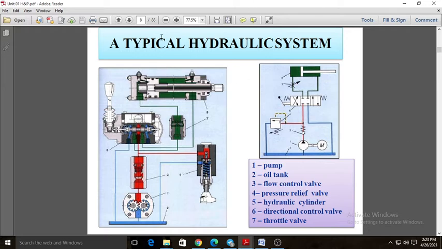Here again this is a typical hydraulic system. Now you will find it very difficult, but as the syllabus proceeds, I will teach you each and everything in a simple way. Here you can see this is the pump. Here is the symbol of the pump, and it is always run with the help of a motor. The second one is the oil tank. Here on the bottom line we have the oil tank. Then the third one is the flow control valve.